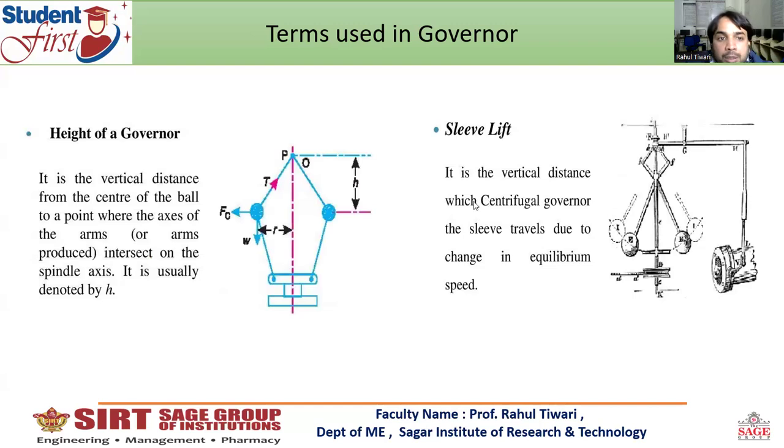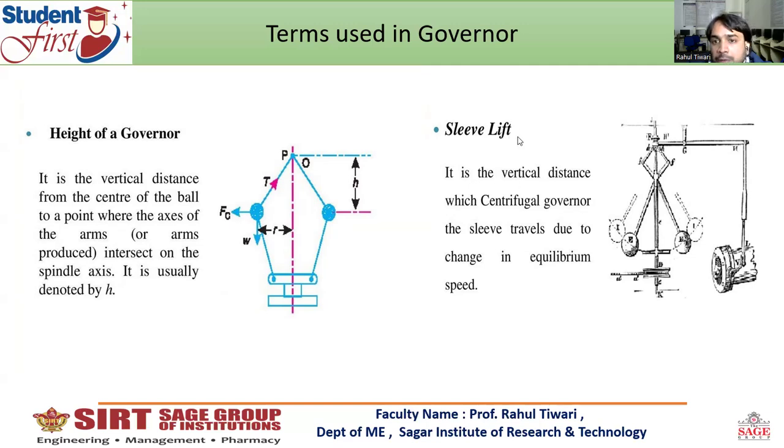Next, the term is height of governor. The height of governor is the vertical distance from the center of the balls to the point where the axes of the arms intersect on the spindle axis. It means these two arms intersect at point O, and the height is taken from there to the governor balls.